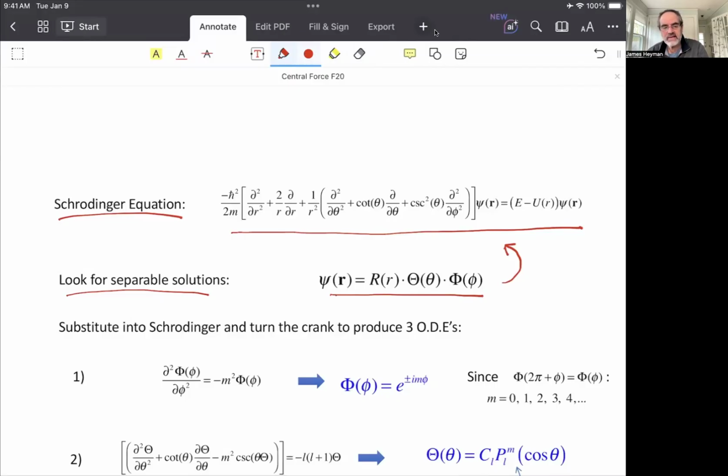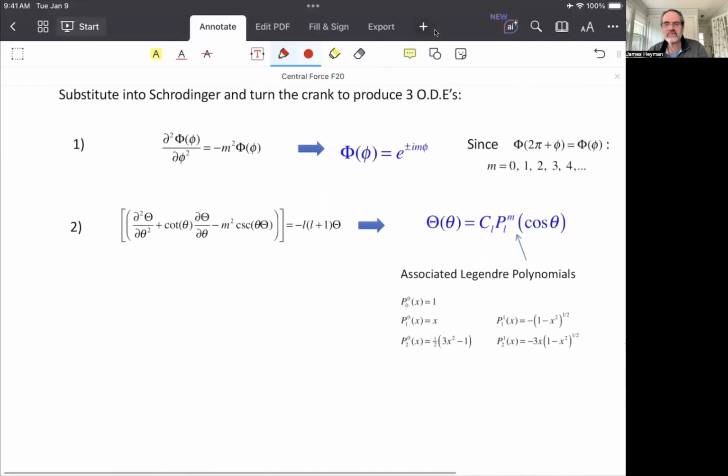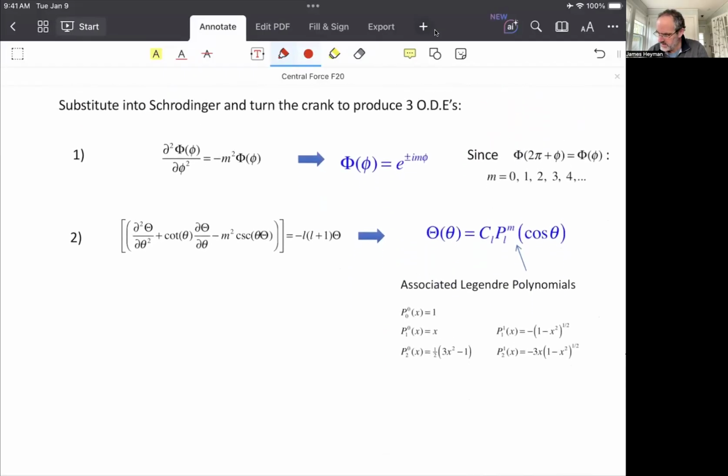Okay? And if we substitute this separable solution back into Schrodinger's equation and turn the crank, it doesn't sound like much fun, but it's not so bad. Then what we'll find is that Schrodinger's equation breaks up into three simple ordinary differential equations, much like what we did in Cartesian coordinates last time, only a little bit messier. And now we're going to take a look at these three equations. Okay? The first equation is an equation for the phi function, capital Phi of phi. And that differential equation looks very simple. The second derivative of capital Phi with respect to phi turns out to be minus m squared times capital Phi. All right?